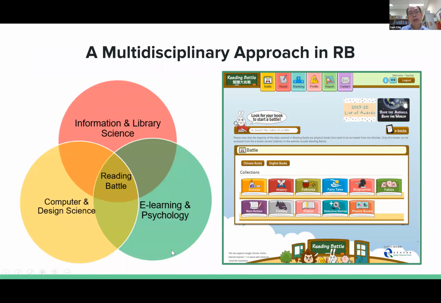And also I apply a multidisciplinary approach when designing Reading Battle, so applying knowledge from different disciplines. For example, on the main page, you notice that here a student can search, and down here a student can browse. That is very much borrowed from information and library science. Earlier I talked about some psychological theory ideas, and this is also about design as well as computer science or e-learning. So that's where Reading Battle comes from.